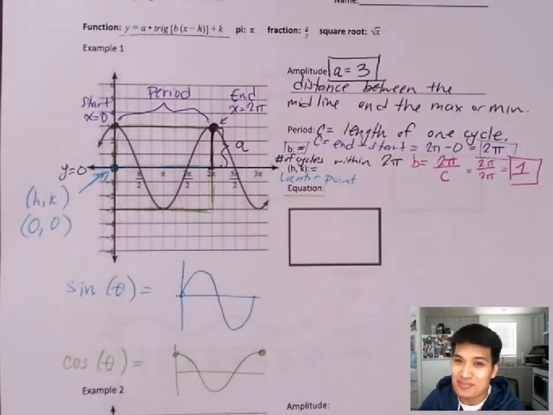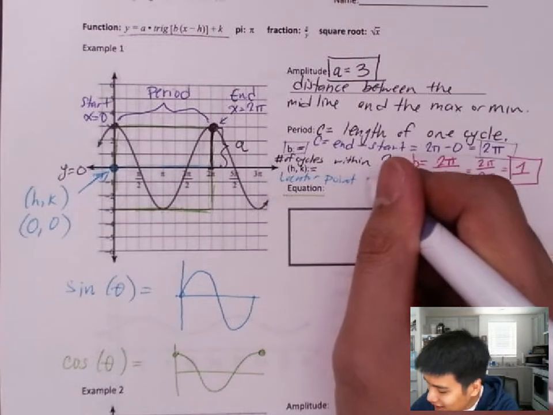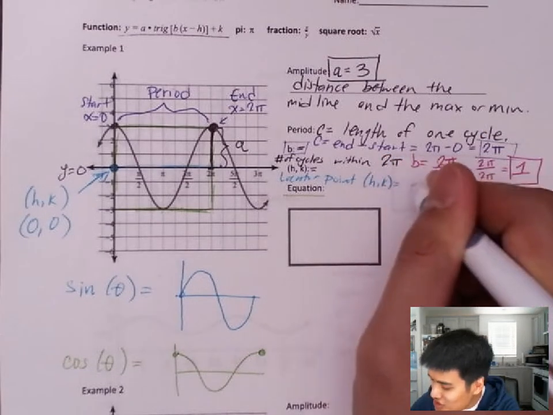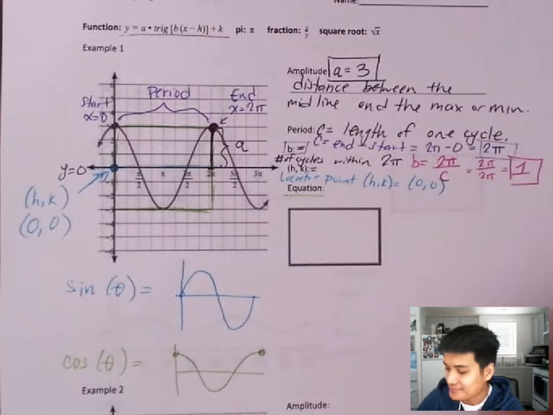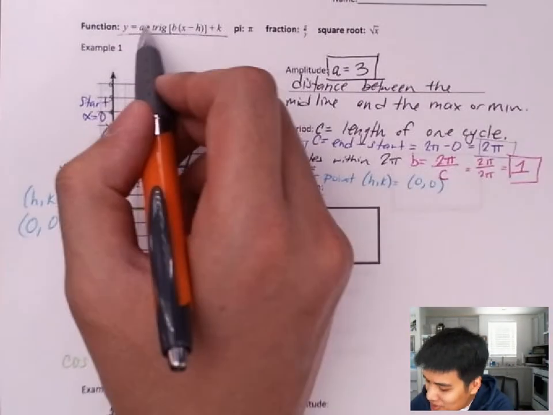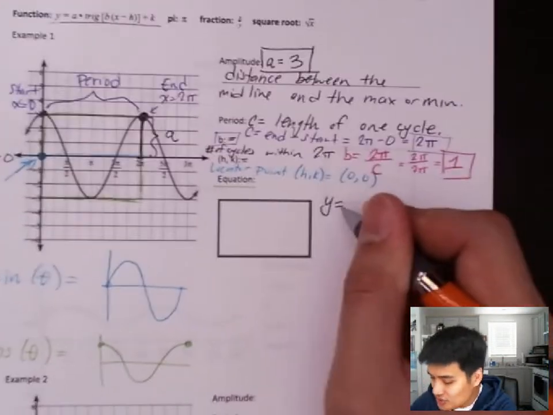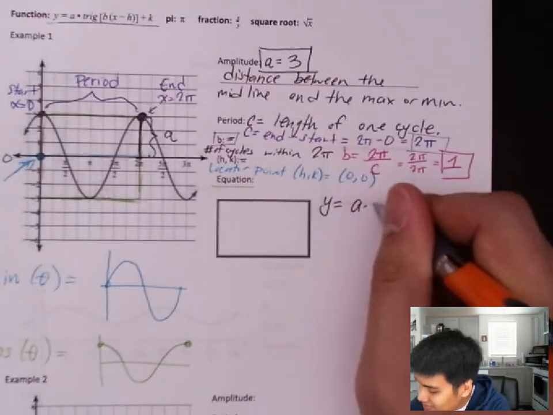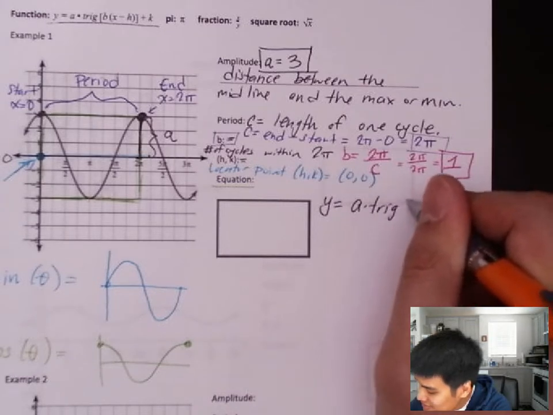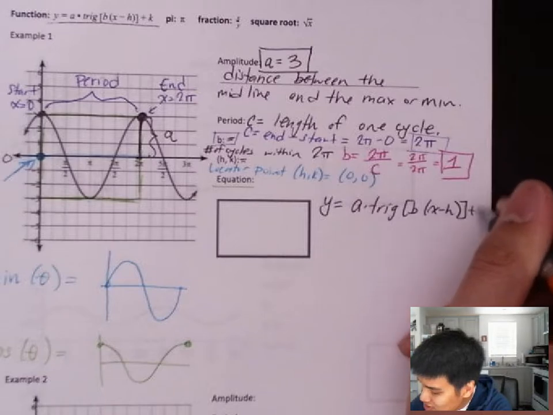Okay, so that actually makes things really easy for us. So our h and k is going to be 0, 0. Okay, so now let me go ahead and rewrite this function here. I have y is equal to a times trig (bx minus h) plus k.